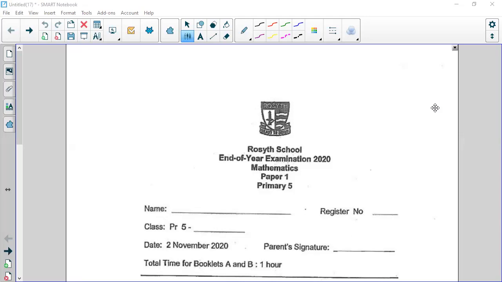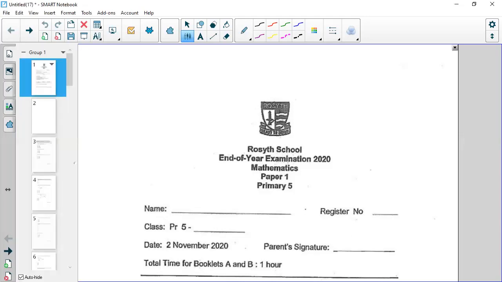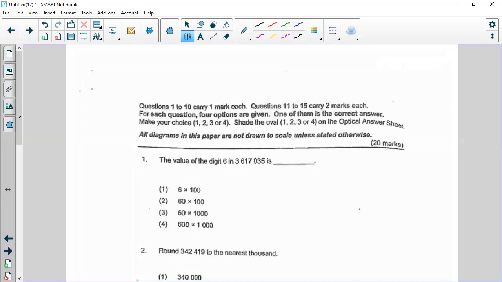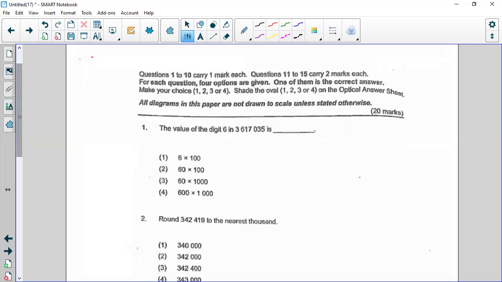Okay, come, question 1. So we will try to end by what time? By 9 p.m. Okay, now the value of the digit 6 in this very big number is how many? So you look at the digit 6 and what is the value? That is 600,000. But you look at all the numbers, look at all the options. Which one is the answer?